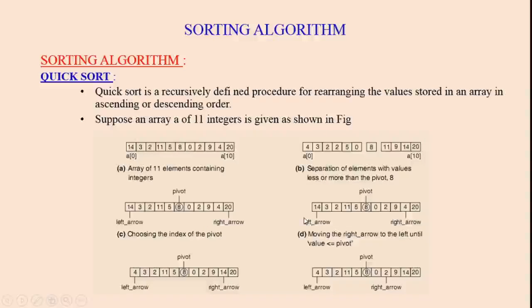Then another one is moving the right arrow to the left until the pivot value is given to the left value. Then the next one is choosing the index of the pivot. Then finally, exchanging the pivot with the right arrow content. Then the right arrow is moved left and the left arrow is moved right.